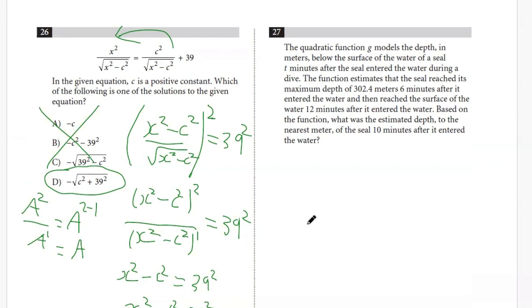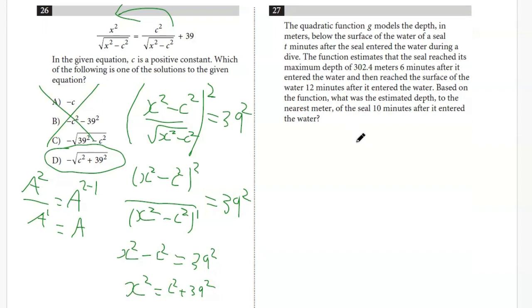Final question. The quadratic function g models the depth in meters below the surface of the water of a seal. 10 minutes after the seal entered the water during a dive, the function estimates that the seal reached its maximum depth of 302.4 meters 6 minutes after it entered the water, and it reached the surface of the water 12 minutes after it entered the water. Based on the function, what was the estimated depth to the nearest meter of the seal 10 minutes after it entered the water? So I'm going to go ahead and graph this function out.